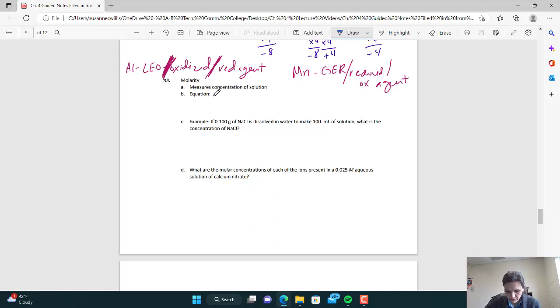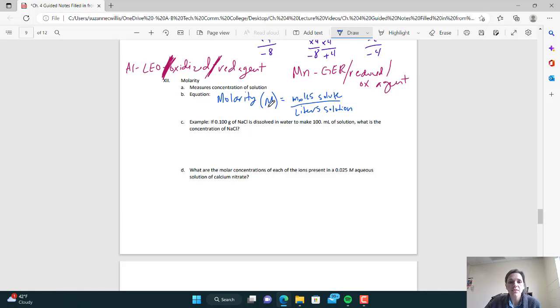So here's what the equation for molarity looks like. We would say molarity, which can be represented by a capital M, is equal to moles of solute over liters of solution. Okay, and it's not a percentage, so we don't multiply by 100 or anything. And as far as the units go, typically our unit is this capital M.